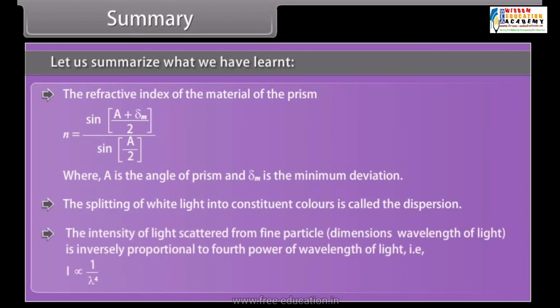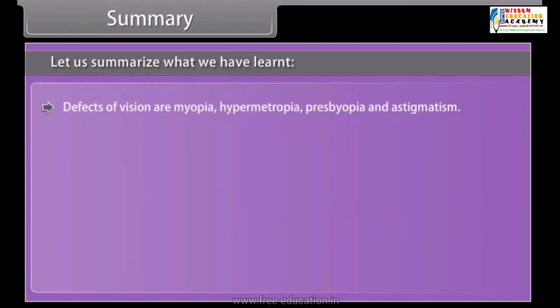The intensity of light scattered from fine particles, with dimensions smaller than the wavelength of light, is inversely proportional to the fourth power of the wavelength of light, that is, I is directly proportional to 1 upon lambda raised to the power 4. Defects of vision are myopia, hypermetropia, presbyopia, and astigmatism.